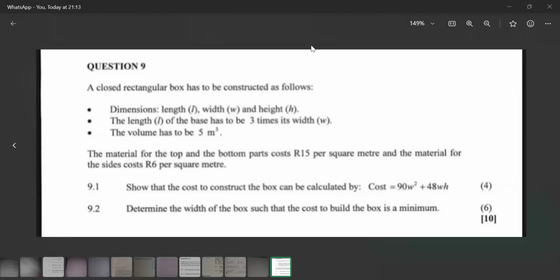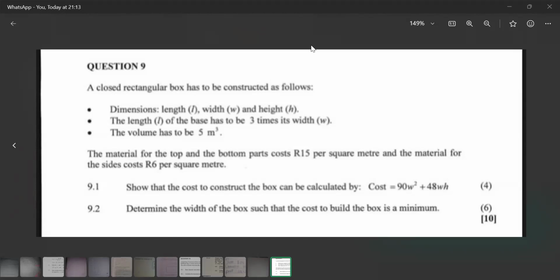And this is what they say. The length of the base has to be 3 times its width, and the volume has to be 5 meter cubed. The material for the top and the bottom parts costs 15 rands per square meter, and the material for the sides costs 6 rands per square meter.